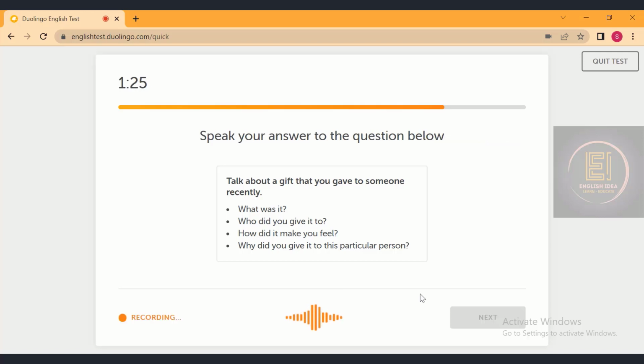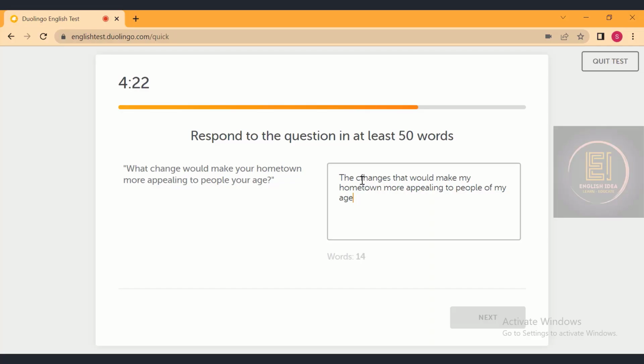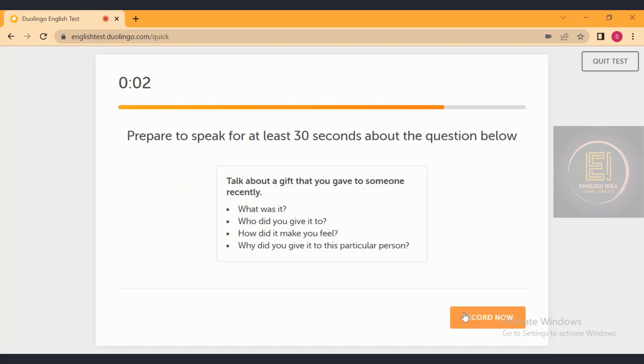For the speaking ones, we have read and speak, which looks like this. Here you have to read the question and respond. You will get 60 to 90 seconds for this question. And finally, we have the listen and speak question type, where you have to listen to a question and respond for 60 to 90 seconds. These 3 types of questions contribute heavily to your production score.